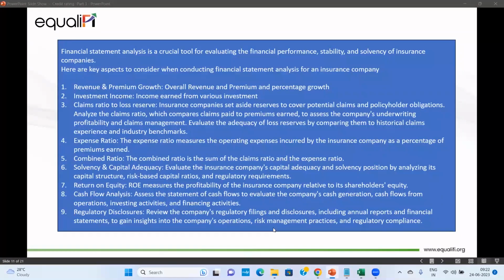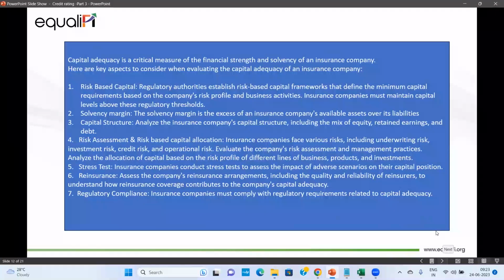Yeah. Next one is cash flow analysis. Obviously, we have to know what the cash flow is and how the cash flow situation is, and the regulatory disclosures. Just quickly have a look at the capital adequacy. One is risk-based capital.